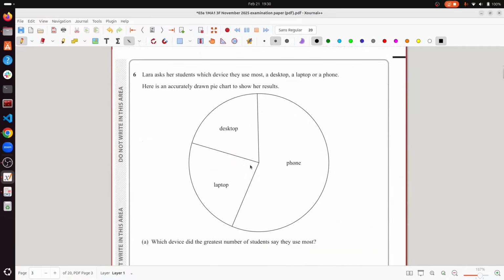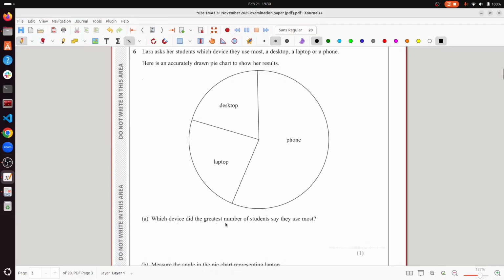It says Lara asks her students which device they use most, a desktop, a laptop, or a phone. Here is an accurately drawn pie chart to show her results. Which device did the greatest number of students say they used the most? So we can see that our phone covers the most part of the circle. So we put down phone there.